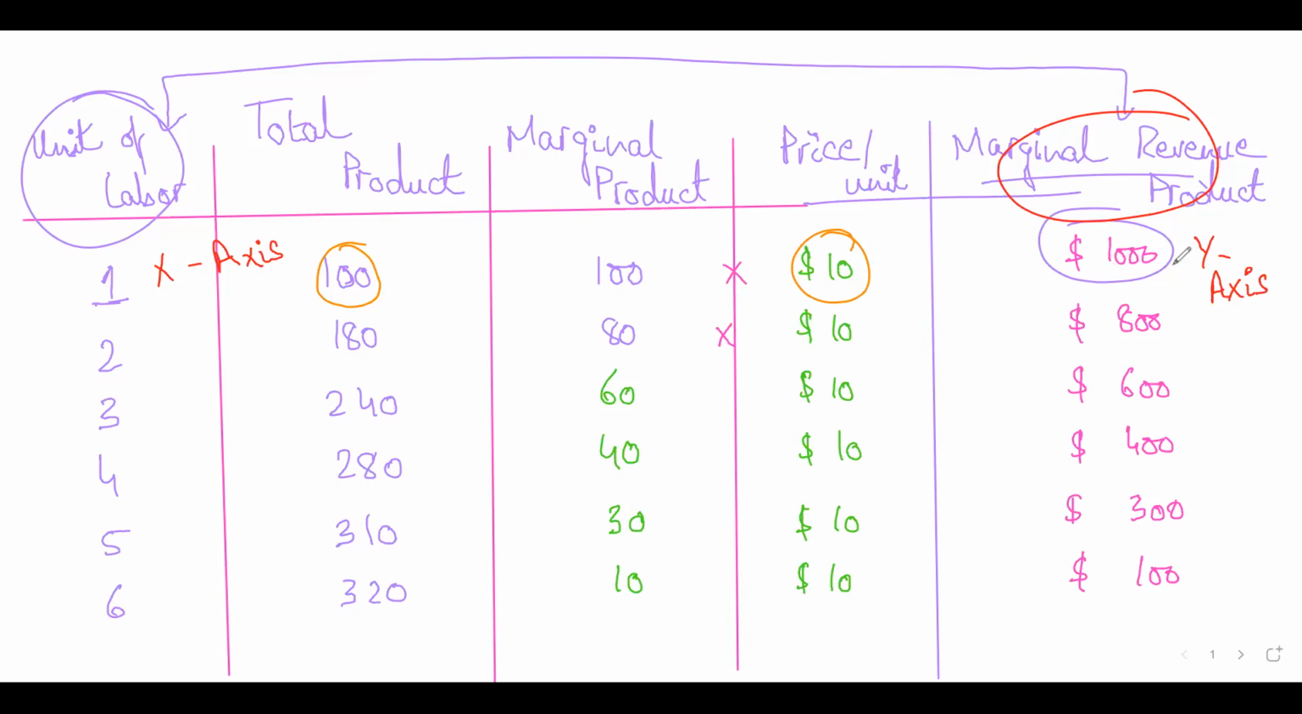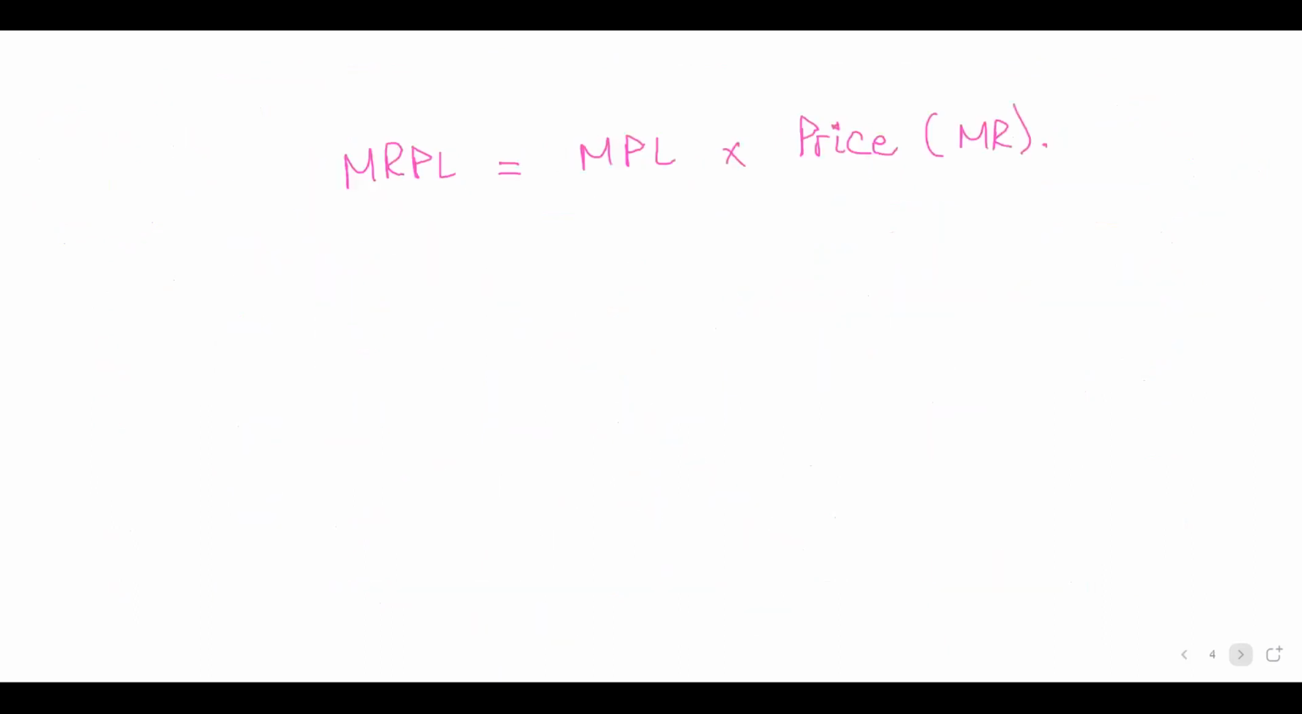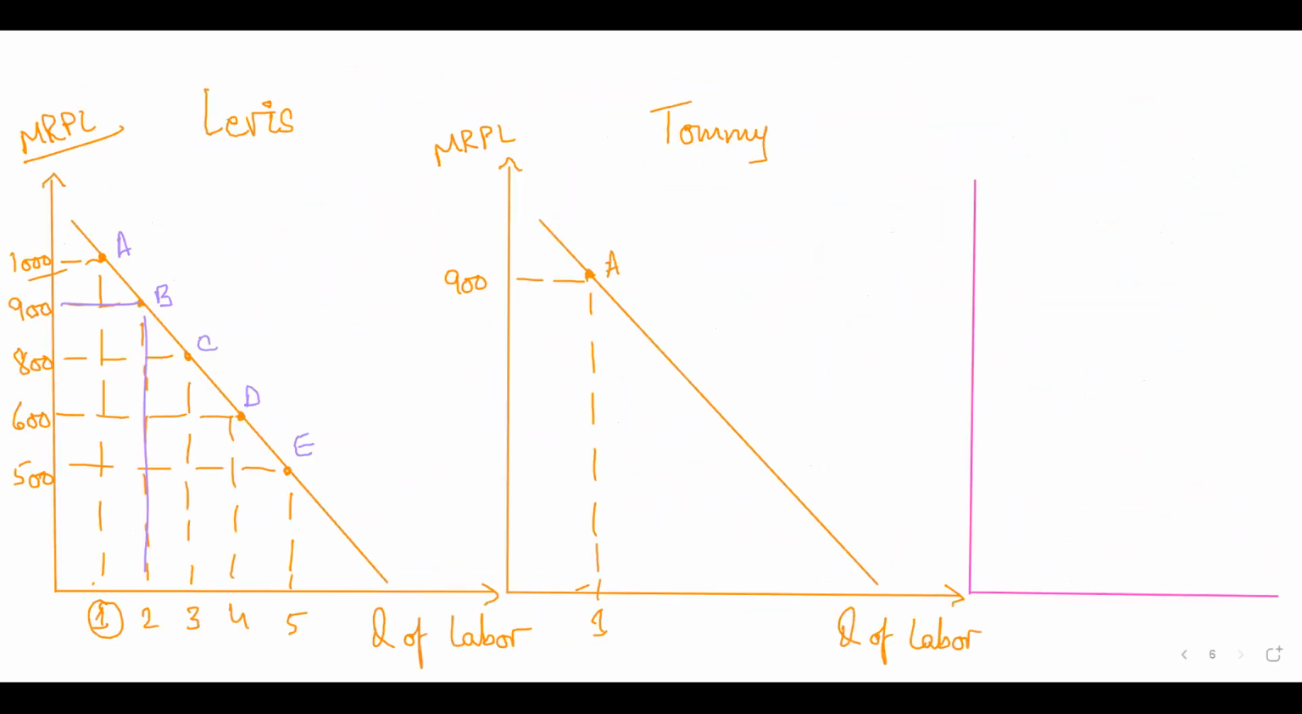Then how much revenue did the second guy generate? The second guy on his own produced how many units of the good? 80 units of the good, 80 t-shirts. Each t-shirt was worth $10. So that guy on his own generated $800 of revenue for the company. The third guy on his own produced 60 t-shirts, and each unit was worth $10. So that guy generated revenue of $600, and so on and so forth. Any confusion so far? Is everything clear so far?